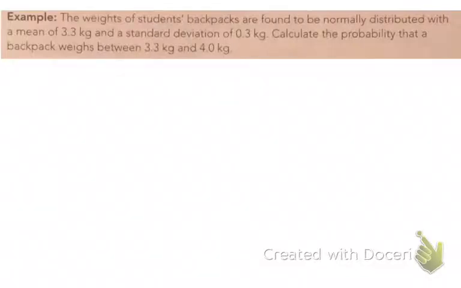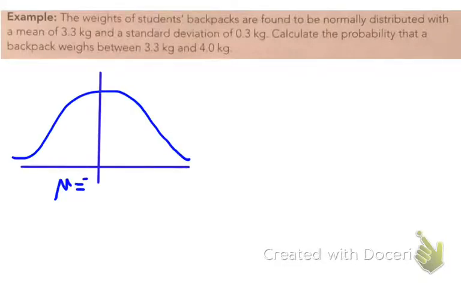Okay, here we're looking at the problem where we've got weights of students' backpacks. They've told us it's normally distributed, so that's a key idea. They've given us the mean of 3.3 and a standard deviation of 0.3. So first thing we want to do is draw our distribution, put our mean and our standard deviation on that distribution.